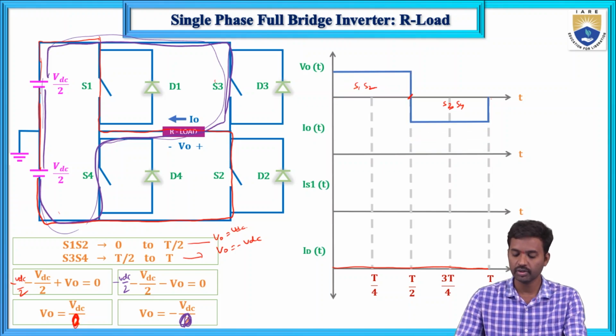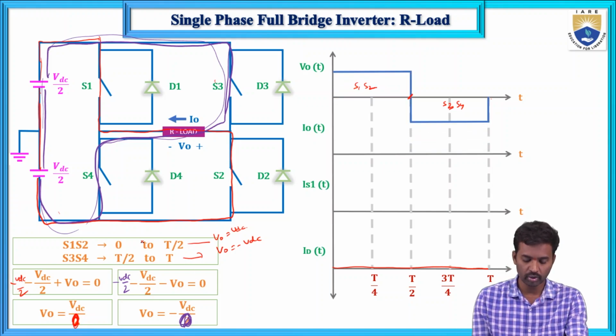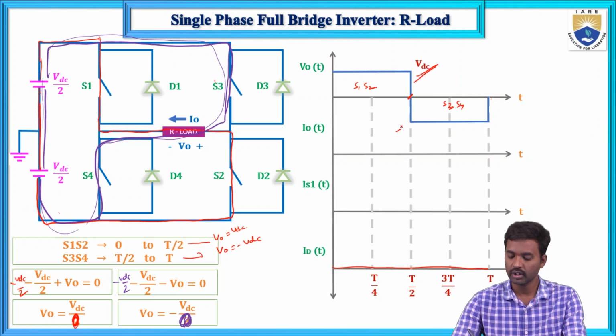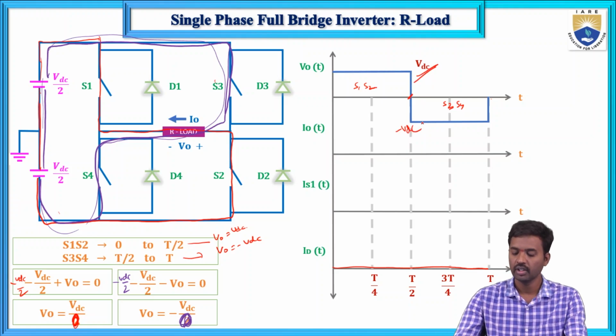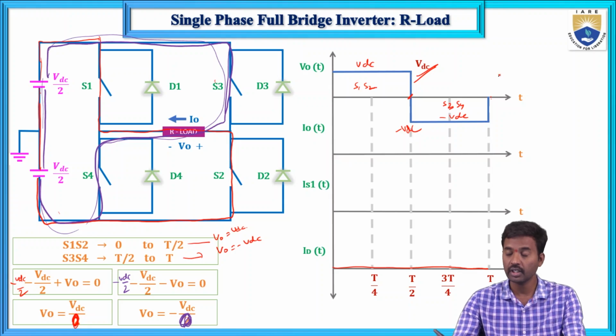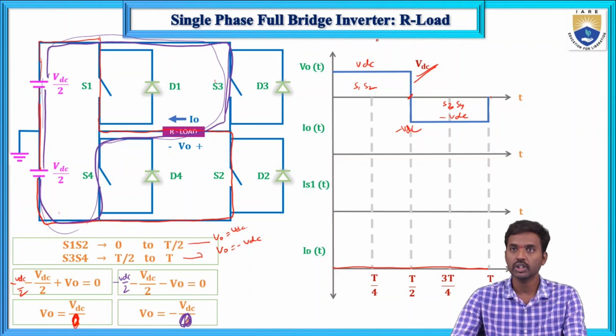So what is your output? This output voltage equals VDC, and this is minus VDC. So this voltage is VDC and this voltage is minus VDC. From T by 2 to T, that is minus VDC, S3 and S4 switches will conduct. From 0 to T by 2, S1 and S2 switches will conduct, that is VDC.